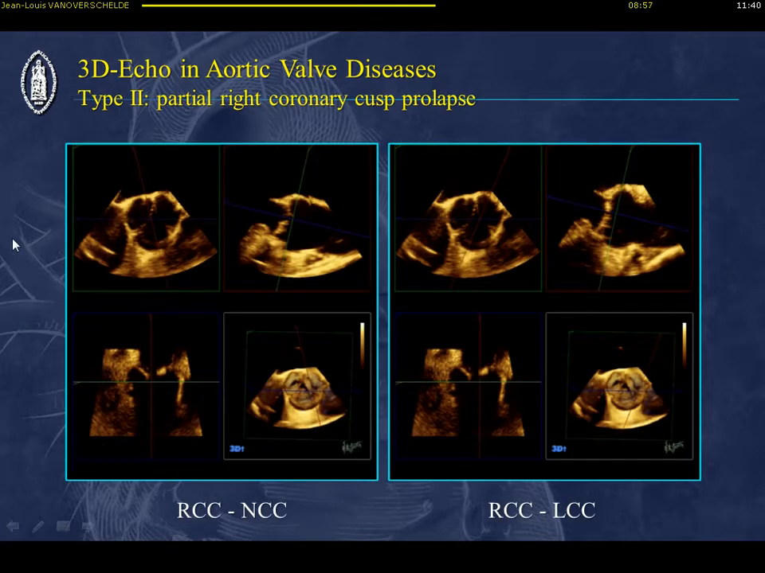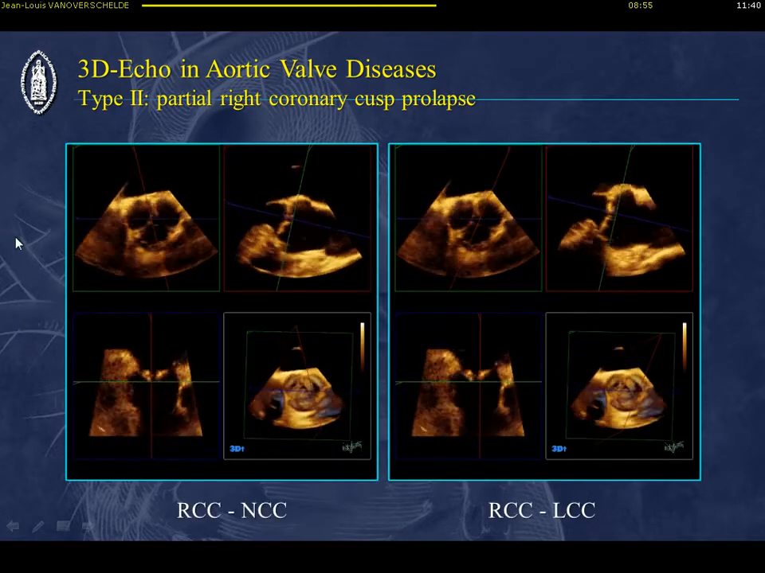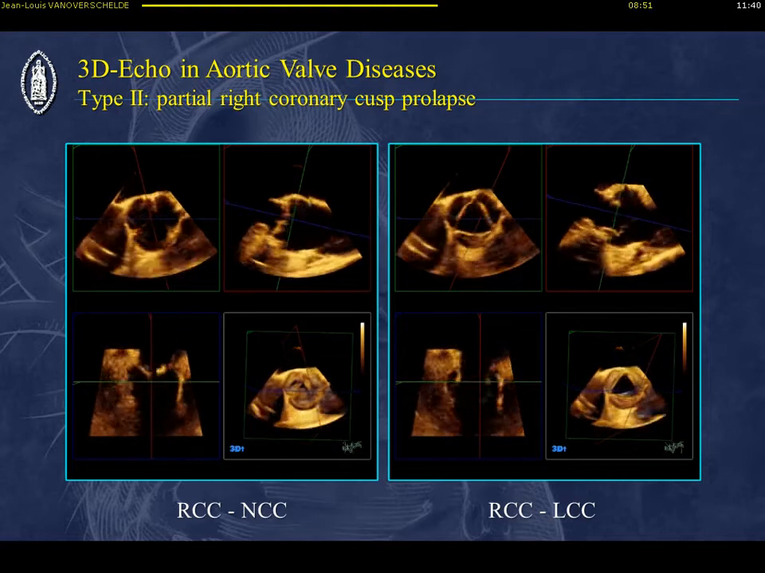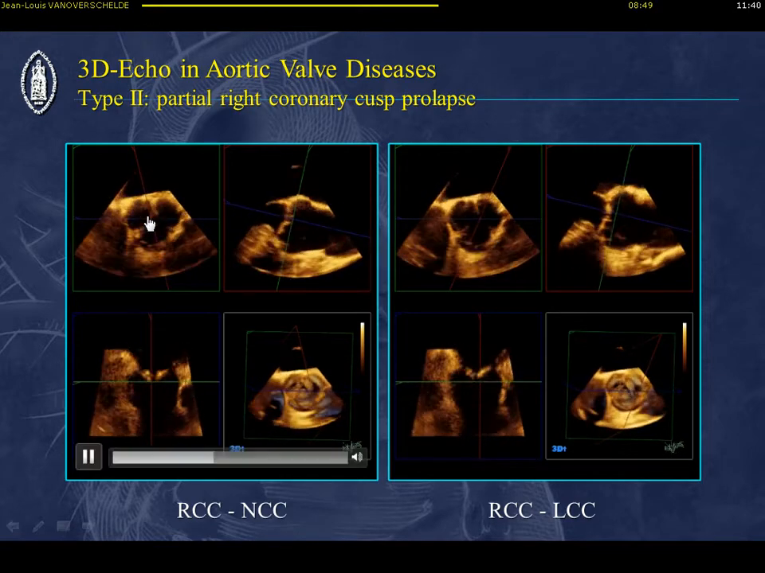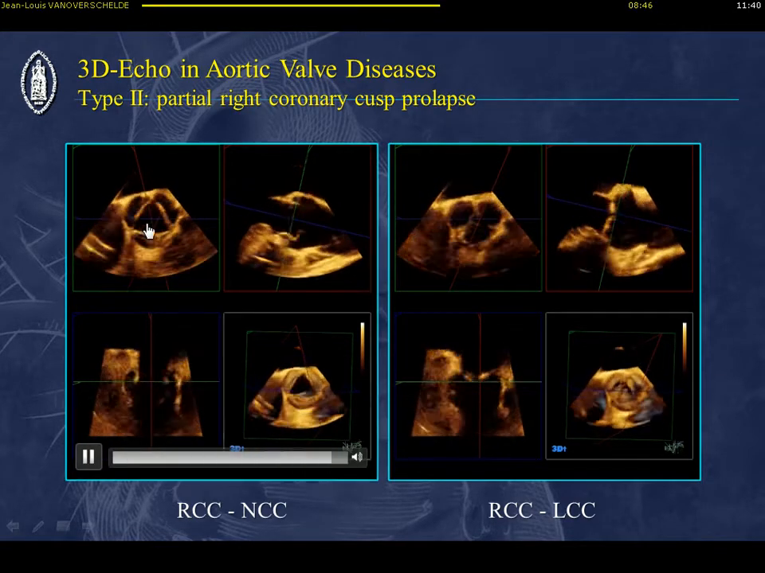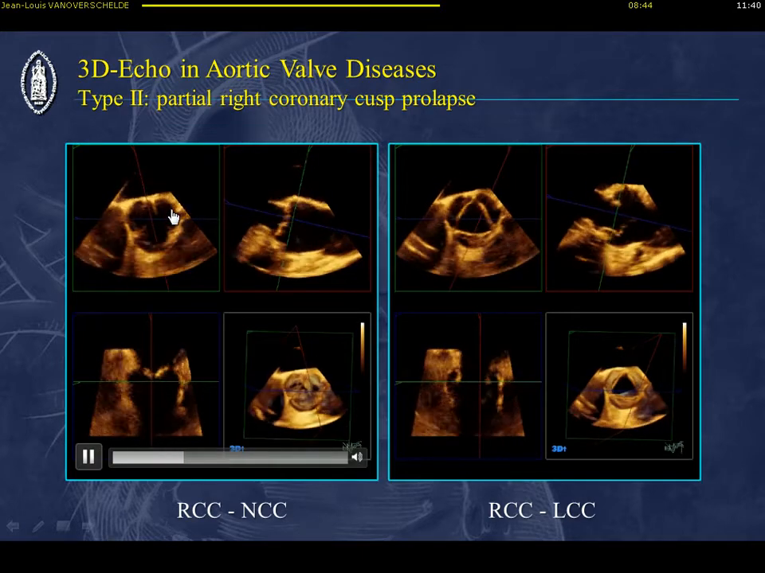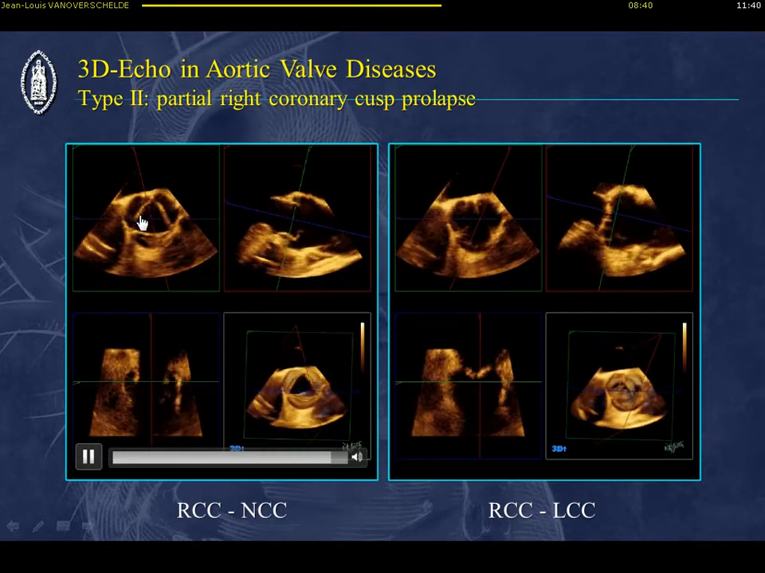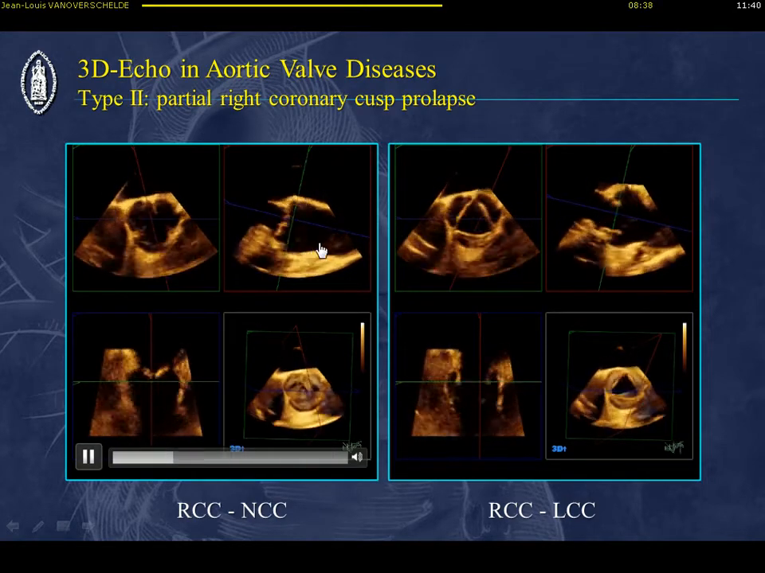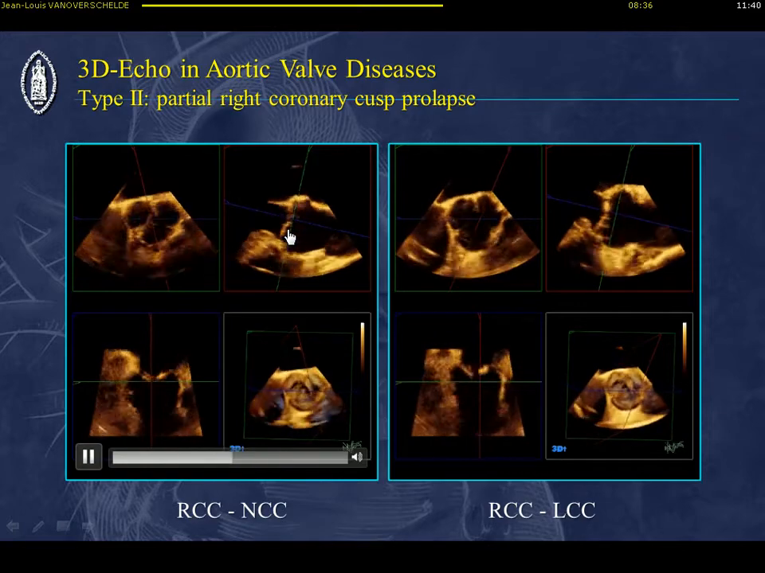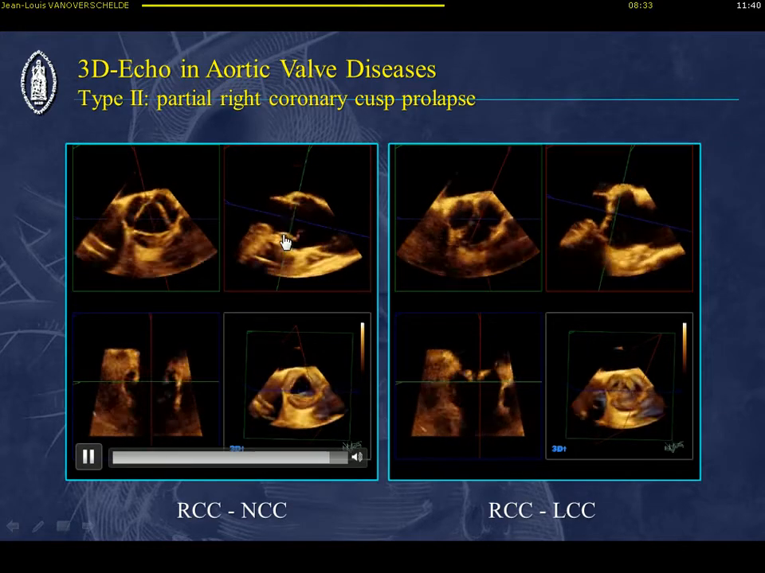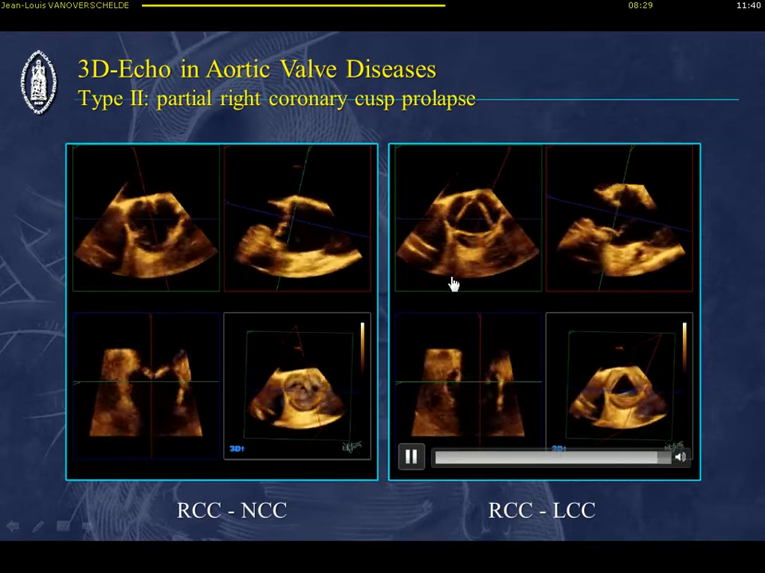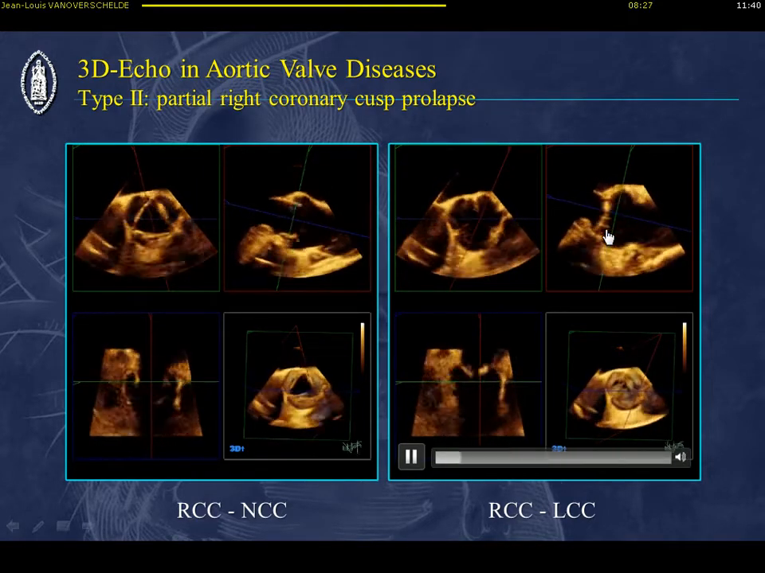You can use the different capabilities of 3D software to see whether this prolapsing segment of the right coronary cusp is involved in both its relation to the non or to the left coronary cusp. And here is a cross-section between the non and the right, and you see that the right is prolapsing with the bending in the middle of the right coronary cusp. And then you do the same between the left and the right, and you see this bending clearly here.